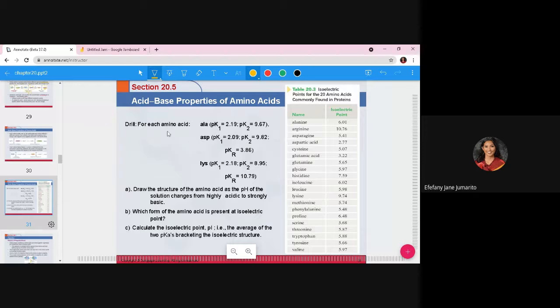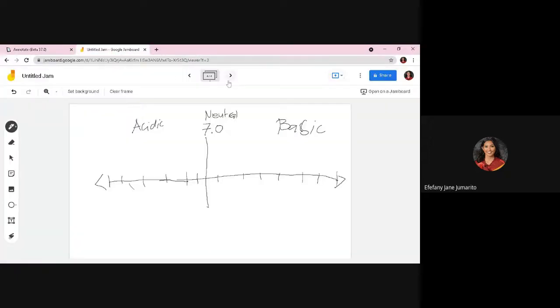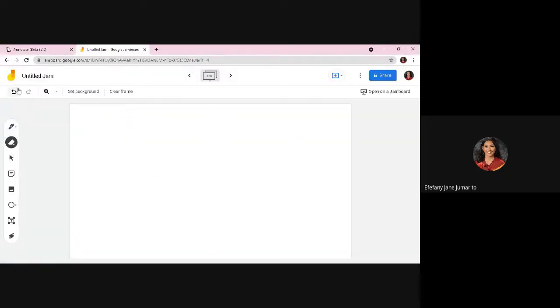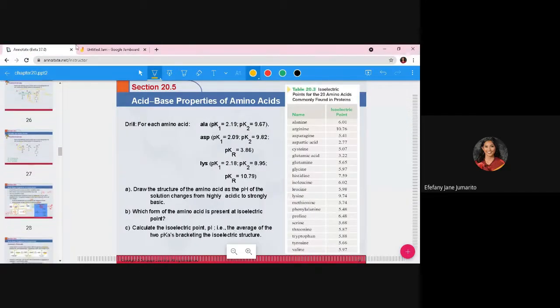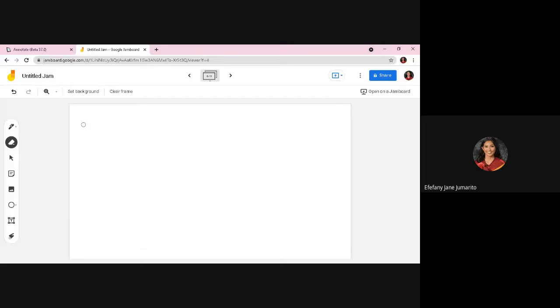we have alanine. Your alanine has pK1 equals 2.19 and pK2 9.67. All right, now let's draw that one. What's the structure of your alanine? Amino acids can exist in 3 different forms, so we will draw under basic condition, under acidic, or under neutral condition.